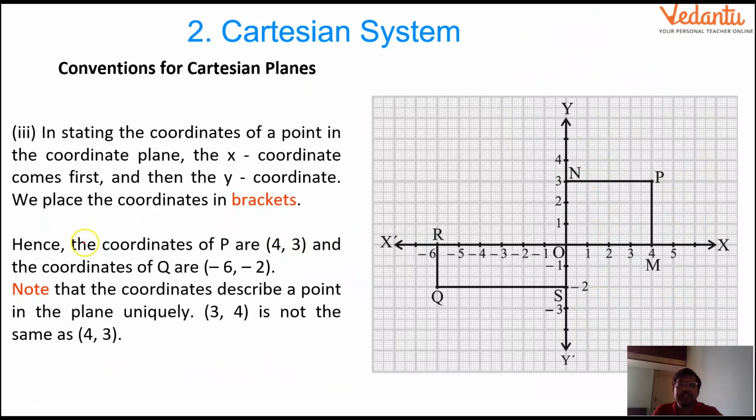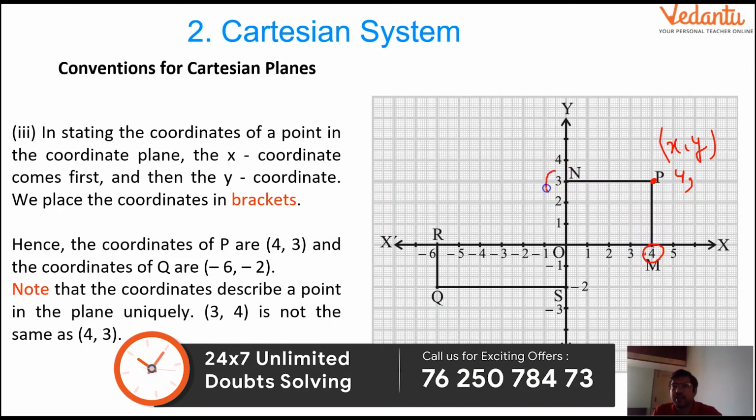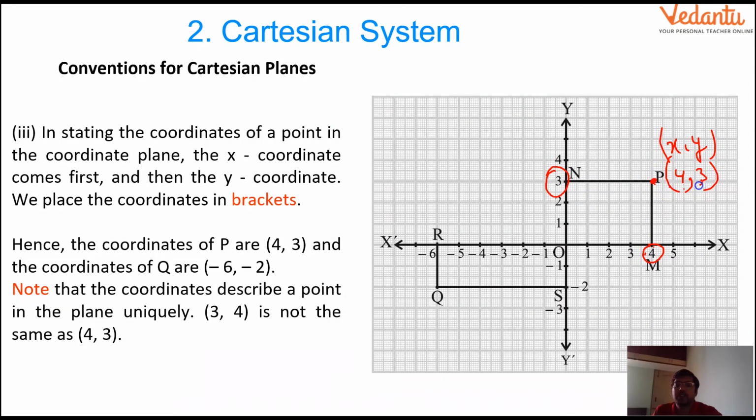Very interesting examples. Okay. So can you tell me the point, meaning the x comma y coordinates of P? For P, I can see on the x-axis I am having 4, so I'll write 4 for x. And on the y-axis I am having 3, so I'll write 3. And the coordinates for P are 4 comma 3, isn't it?